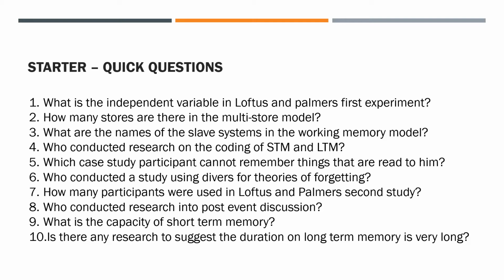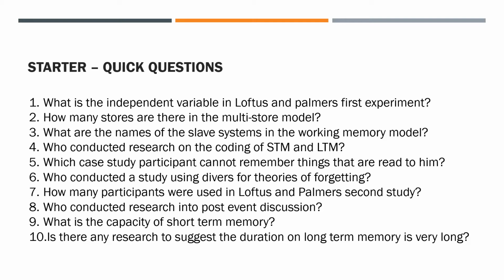So let's have a look at our answers then. Give yourself a mark out of 10. Any that you got wrong, you need to put a star next to it. Make sure that is your focus for revision. So the independent variable for Loftus and Palmer's first experiment is the critical verb in the question.